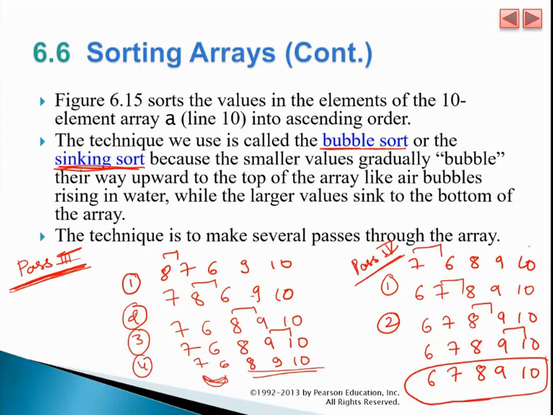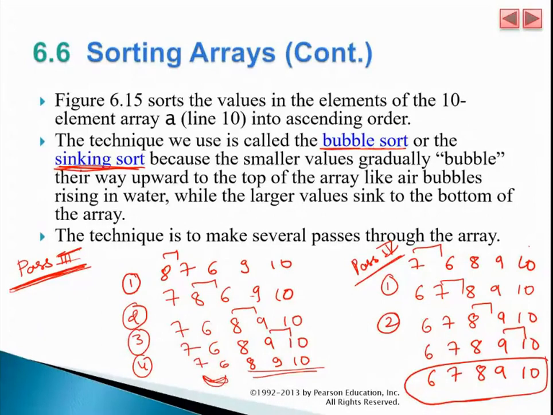So how many passes do you have to run? Number of elements minus 1. Why do you have to do this? Because in each pass one element is in its right place. So in the last pass, what will happen? The last element will automatically be in its right place, right? So the number of passes required is 1 less than the size of the array. Are you following me here?